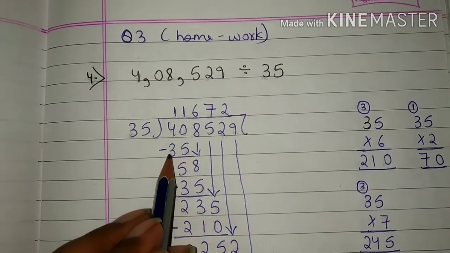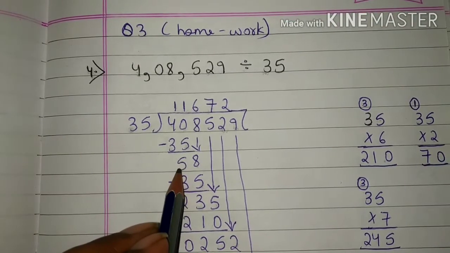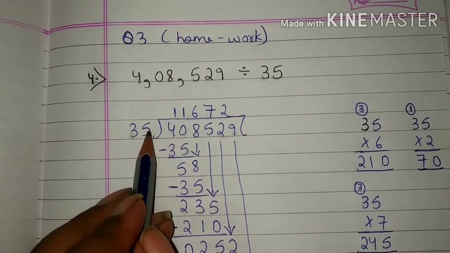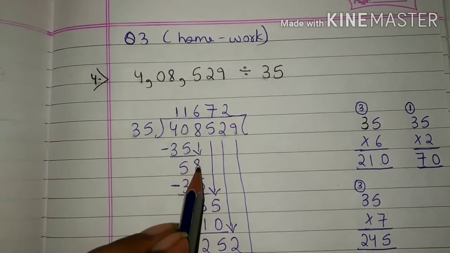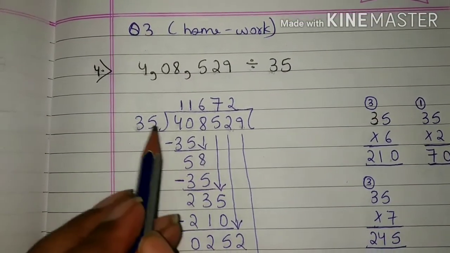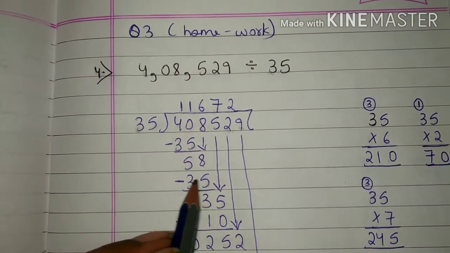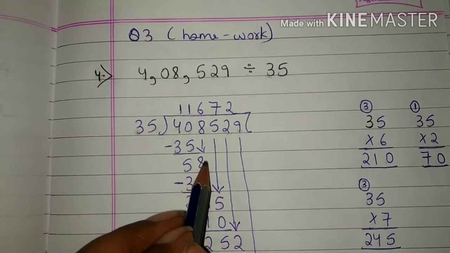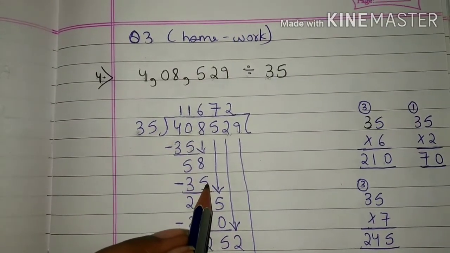Now we will subtract the number. 40 minus 35 will give 5. Students, 5 is smaller than 35. So we will carry down next digit, that is 8 here. Now number becomes 58. Students, 35 into 1 is 35 and 35 is just smaller than 58. So we will consider 35 into 1 is 35.